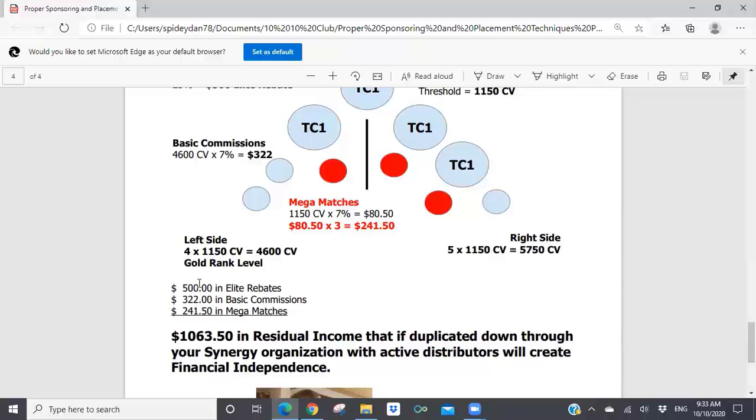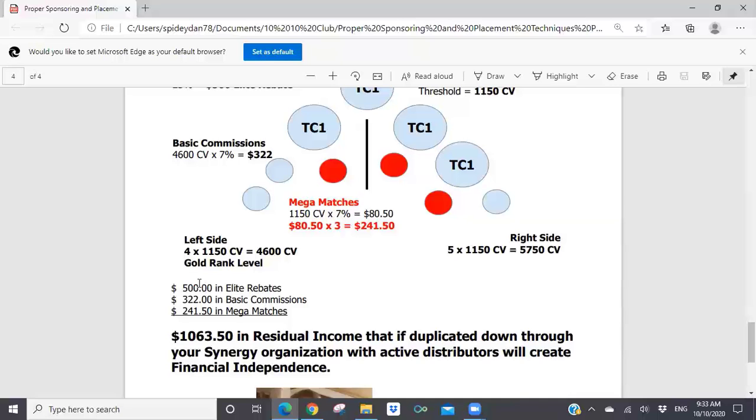Now, that's not yet financial independence, but what it is, it's a duplicating process. If you teach your active distributors proper sponsoring and placement techniques and help them create their customer base, the two key components that we talk about in the 1010 Club, then you have the ability to grow an active synergy organization with active distributors that can create for yourself financial independence.